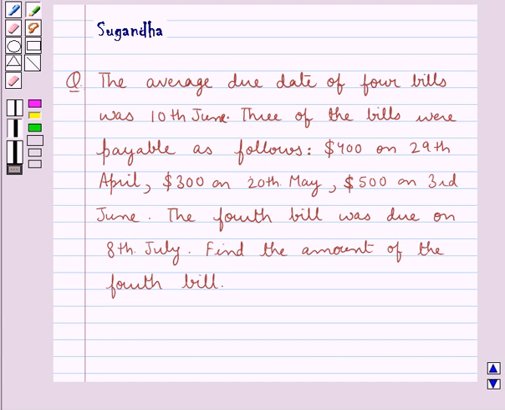Welcome to the session. In this session, we discuss the following question which says, the average due date of 4 bills was 10th June. 3 of the bills were payable as follows, $400 on 29th April, $300 on 20th May, $500 on 3rd June. The 4th bill was due on 8th July. Find the amount of the 4th bill.